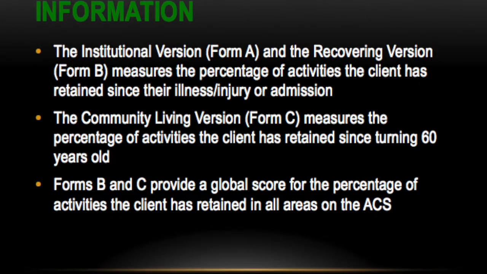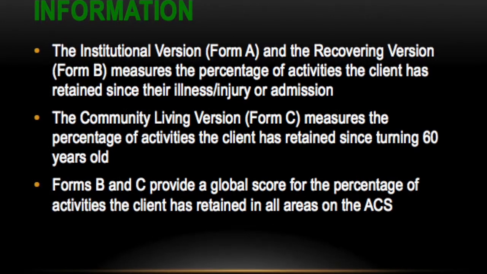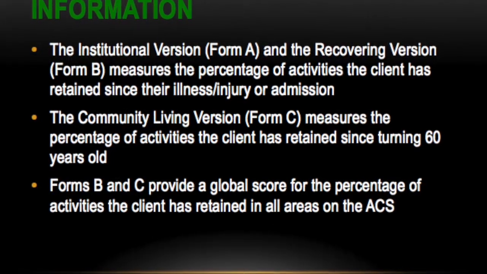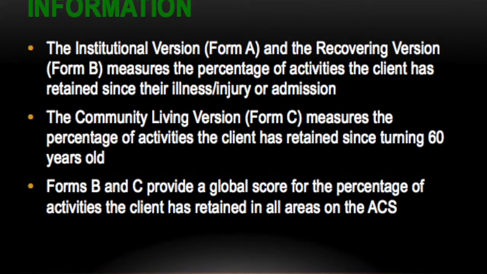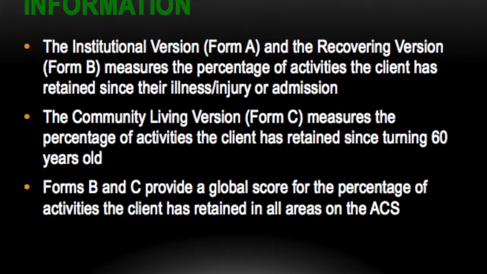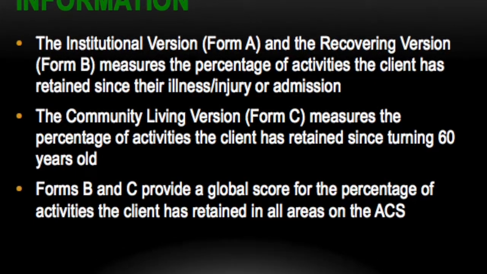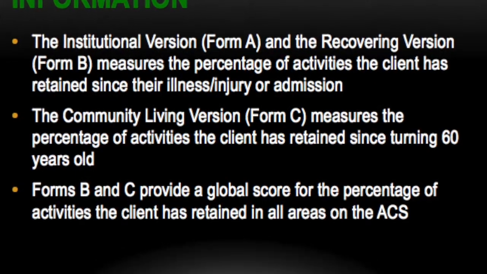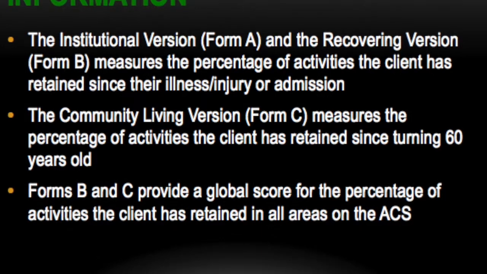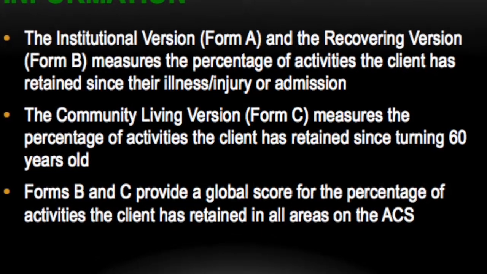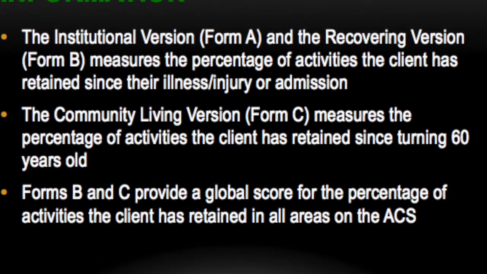The institutional version, Form A, and the recovering version, Form B, measure the percentage of activities the client has retained since their injury or illness or admission. The community living version, Form C, measures the percentage of activities the client has retained since turning 60 years old. Forms B and C provide a global score for the percentage of activities the client has retained in all areas on the ACS.